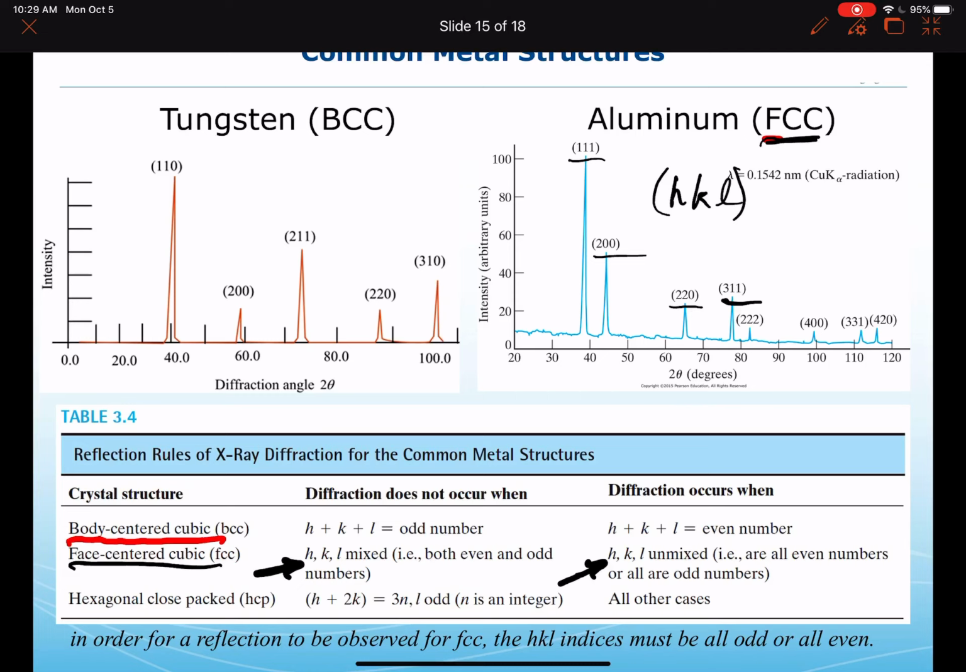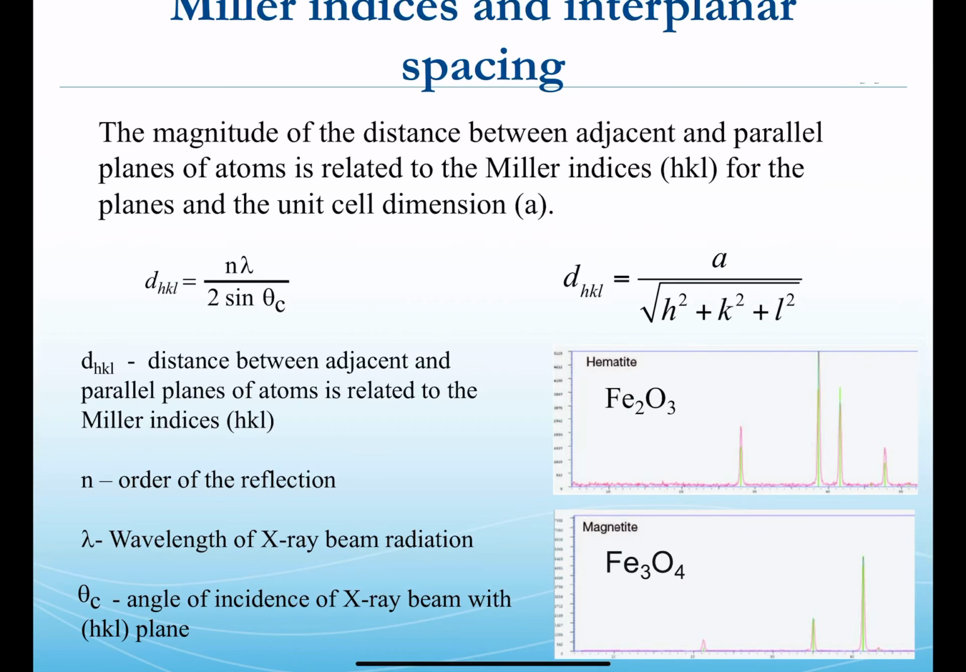Okay. Some additional rules are known for the hexagonally close packed system, which we've touched on periodically. And so we'll just sort of skip past that.